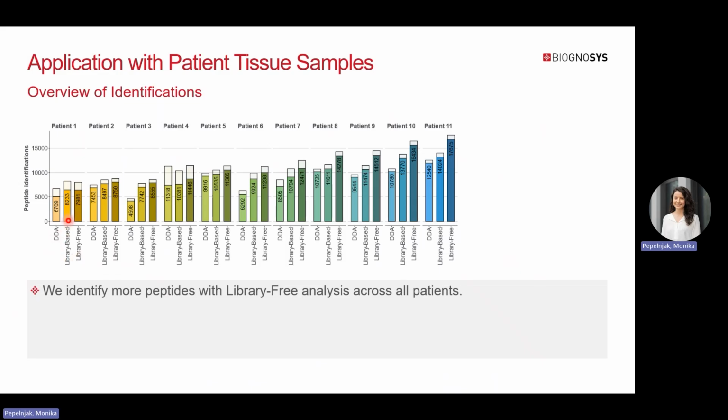did library-based analysis always perform better than looking directly at the DIA files? However, library-free analysis mostly outperformed both library-based and DDA analysis. So we always got more identifications with directDIA.